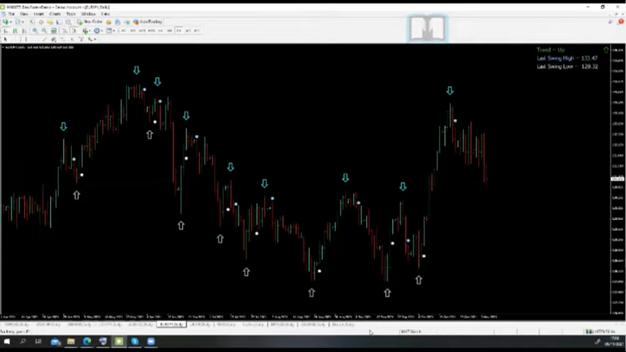Euro JPY, a very strong move to the upside in the previous phase, and now it's gradually going back down to the low side. Well, nothing further available on the Euro JPY for now.